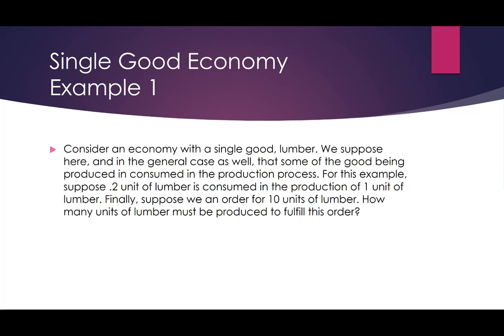So, consider an economy with a single good, lumber. Only one, and when I mean good, I mean like product. I guess something for sale or to buy. It only has a single product, a single good, lumber. We suppose here, and in the general case as well, that some of the good being produced is consumed in the production process. For this example, suppose that 0.2 unit of lumber is consumed in the production of 1 unit of lumber. Finally, suppose we have an order, I guess typo there, for 10 units of lumber. How many units of lumber must be produced to fulfill this order?